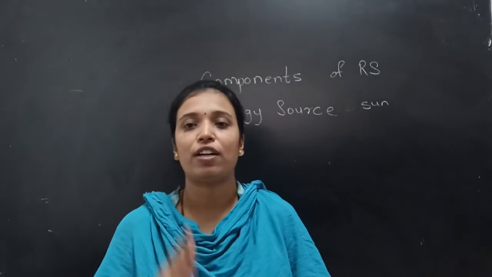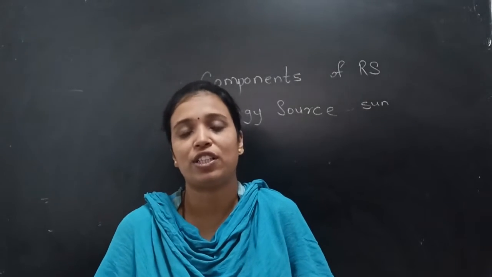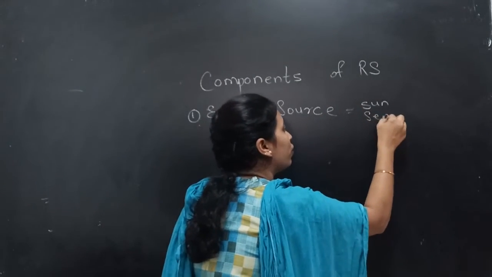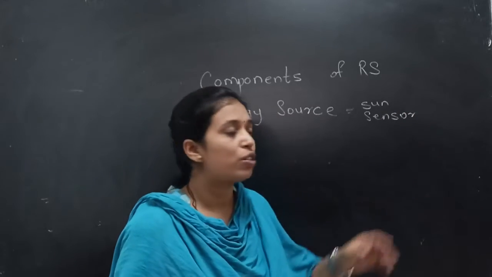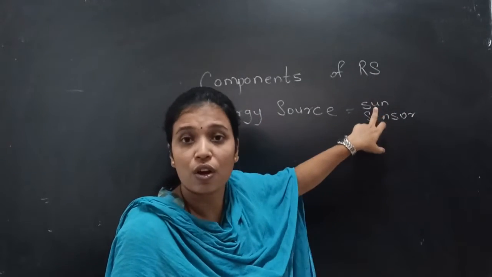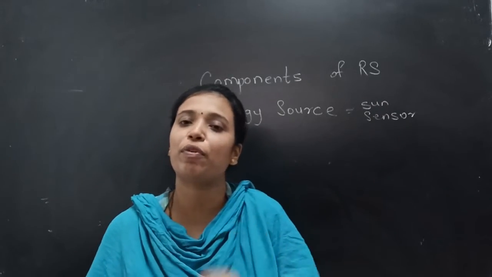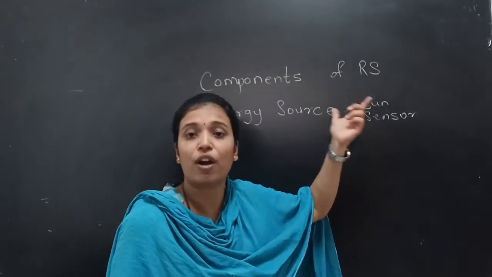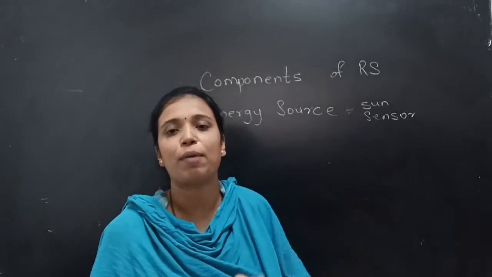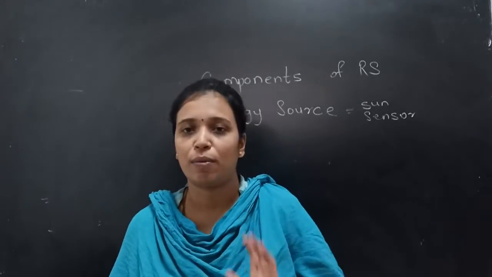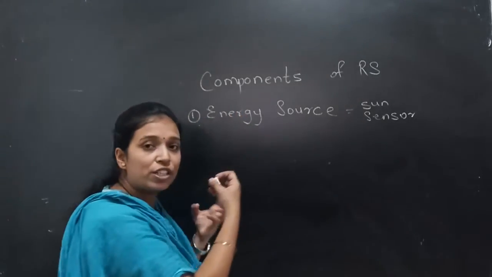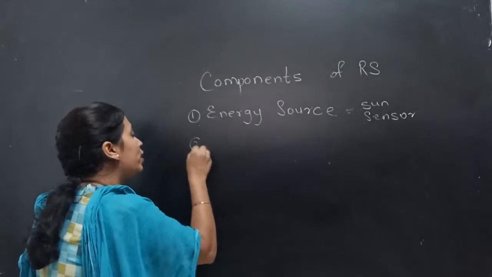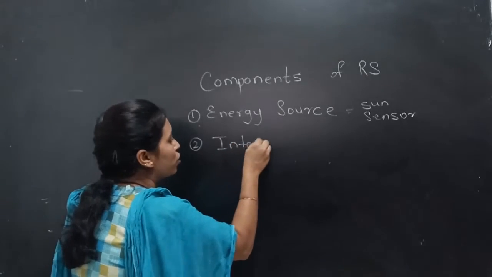Second one is the artificial source, that is the platforms that generate their own energy. So second one is the sensors of the platform. So when you are using natural source or sun as a source of energy, that type of remote sensing is called passive remote sensing. And when you are using sensors or artificial source of energy, then that type of remote sensing is called active remote sensing.